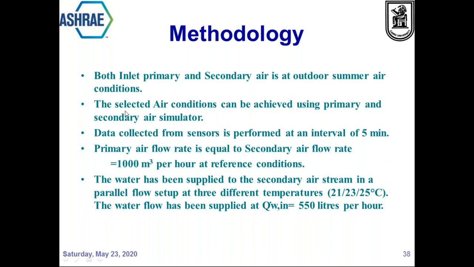The water is supplied to the secondary airstream in a parallel flow setup at 3 different temperatures. Why? We thought the temperature of the water to be sprayed will be near the wet bulb temperature, which will vary. So we took it at 21 degrees centigrade, 23 degrees centigrade, and 25 degrees centigrade. We went even further, and we thought sometimes, maybe if you have a chiller plant nearby and we have some excess chilled water, we can try at 12 degrees centigrade to use some of the water. So the water flow rate provided was 550 liters per hour.